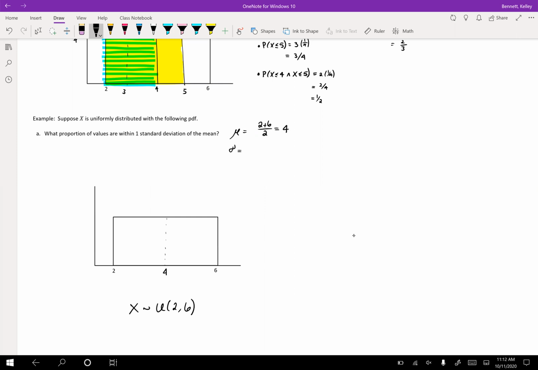Then my standard deviation is going to be the square root of (6 minus 2) squared over 12. So this is going to give me the square root of 4 squared over 12. If you put this in your calculator, yes, you can simplify it if you want to, I'm just going to give us a decimal. So I get 1.15 approximately.